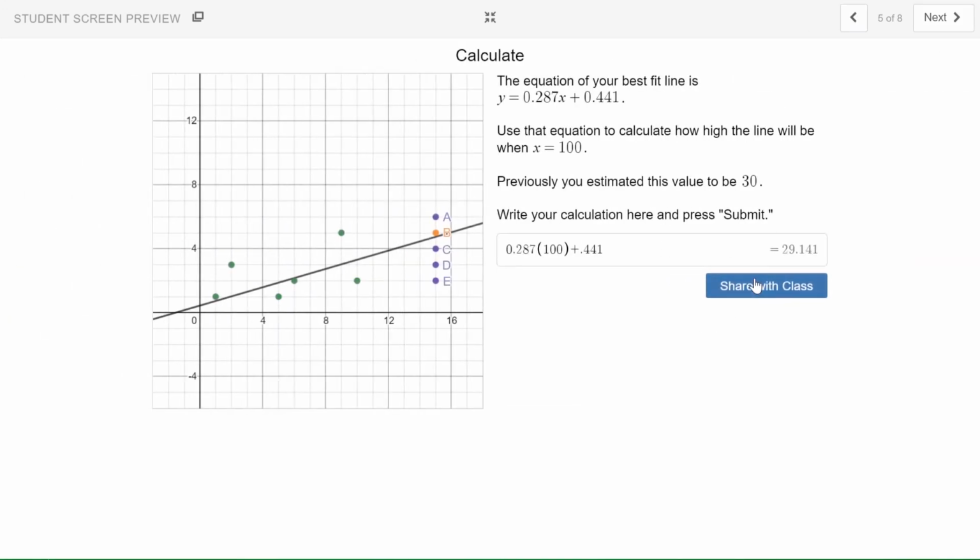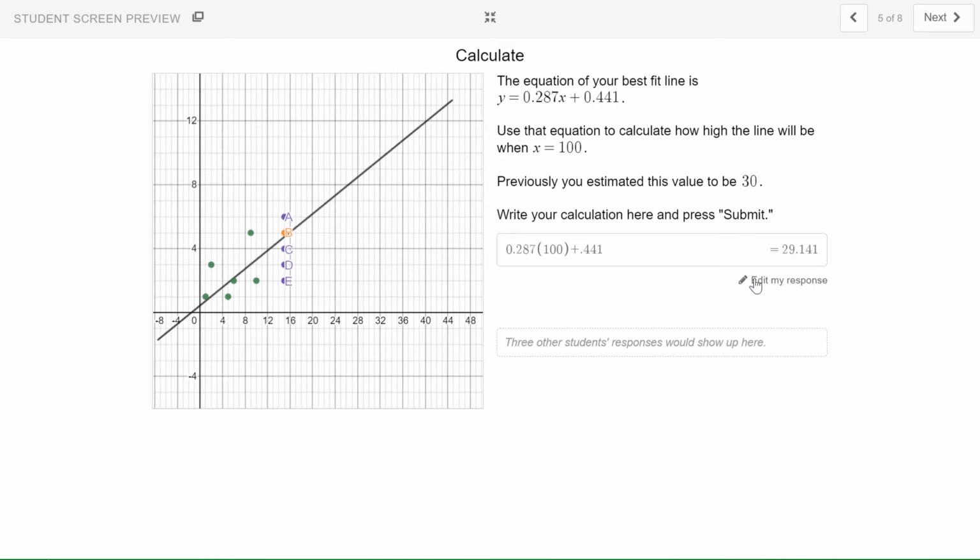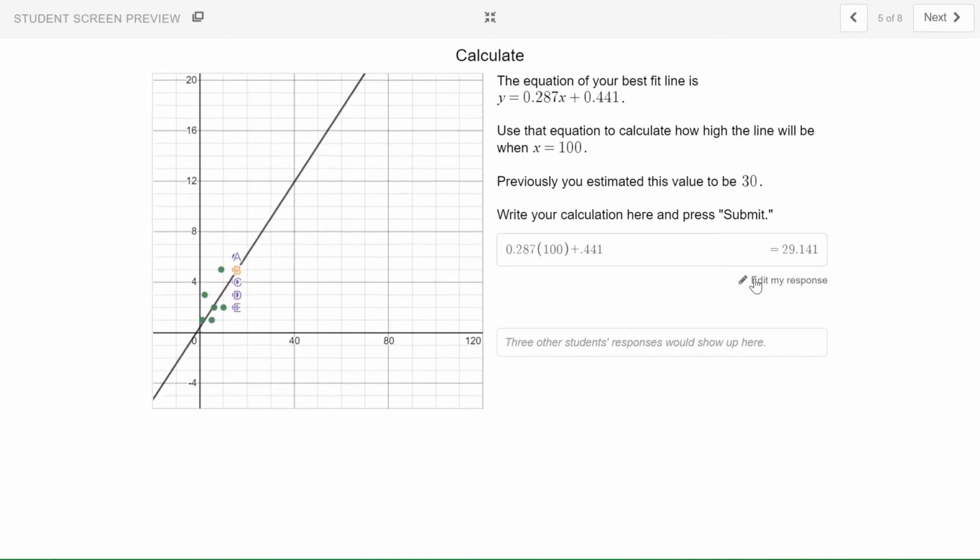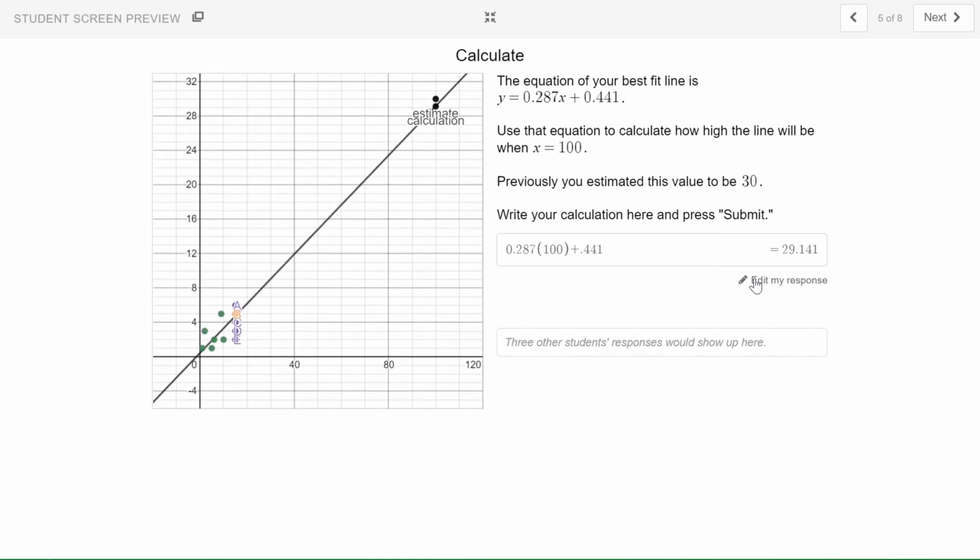Oh, I forgot to click share with class. Let's see what happens. Oh, wow. Ooh, look at that. My estimate and my calculation were so close together. That's pretty good. I feel pretty confident.